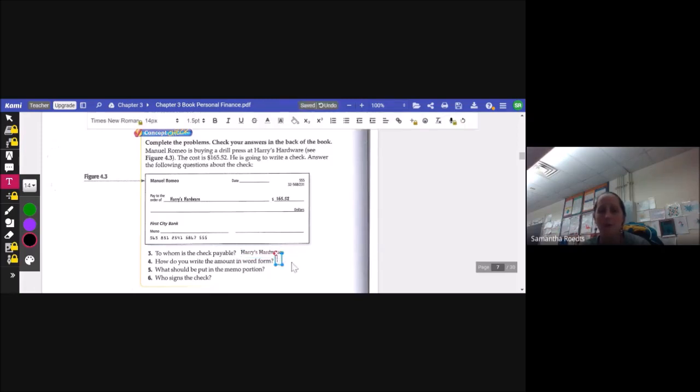How do you write the amount in word form? So 165 and 52 over 100. What should we put in the memo portion? This is kind of up to you what you put in the memo portion. He's buying a drill press, so you might put drill press if that's all you're buying. You don't have to put that. If it was a gift for someone, you could put gift for or birthday present for. Like if someone sends you a check for your birthday, they might put happy birthday in the memo line. Who signs the check? Manuel Romeo signs the check.